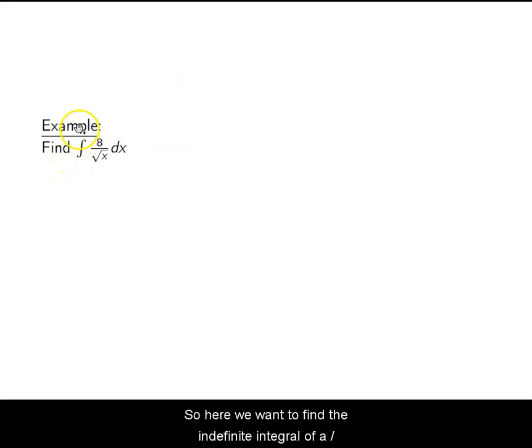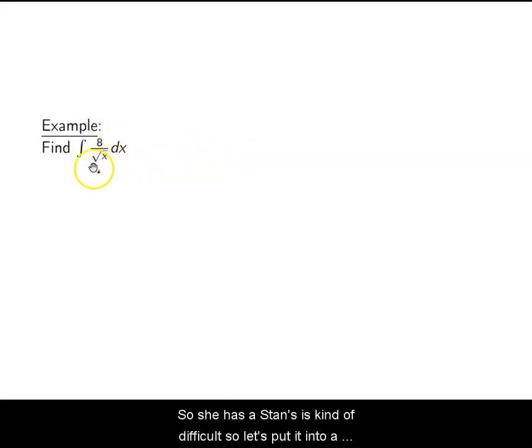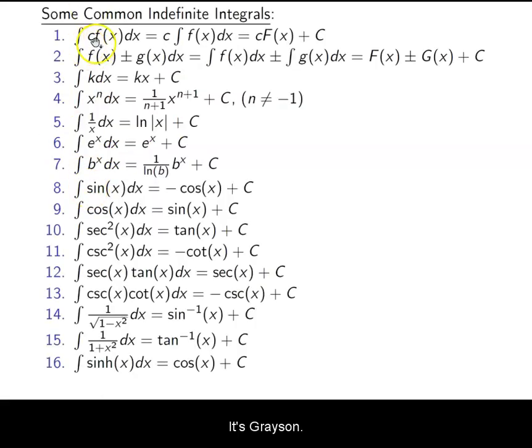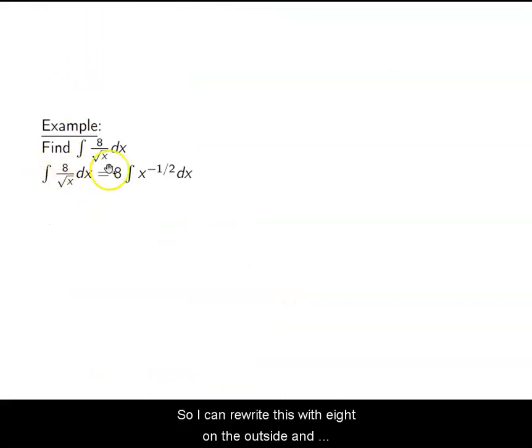So here we want to find the indefinite integral of 8 over square root of x. It is not bounded, so we will get out a function, and we will add the constant of integration, c, at the end of that function. So here as it stands, this is kind of difficult, so let's put it into a form that's easier to deal with, which is to rewrite x as a power function, and let's pull this 8 out as a constant of integration, right? So I can rewrite this with 8 on the outside, and instead of square root of x as a denominator, I can have it as x to the -1/2. And I just do all my rules.